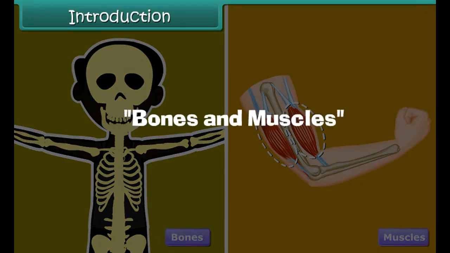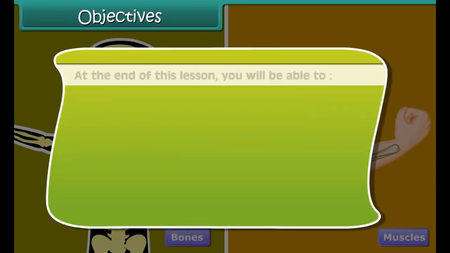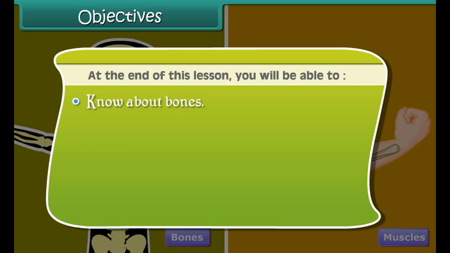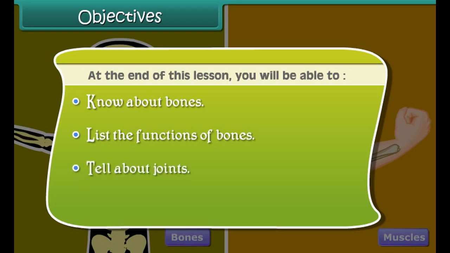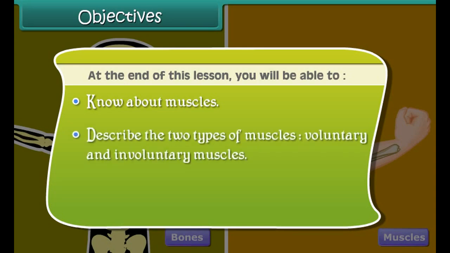Bones and Muscles. Objectives. At the end of this lesson, you will be able to know about bones, list the functions of bones, tell about joints, explain different types of joints, know about muscles, describe the two types of muscles, voluntary and involuntary muscles, and discuss the functions of the muscles.